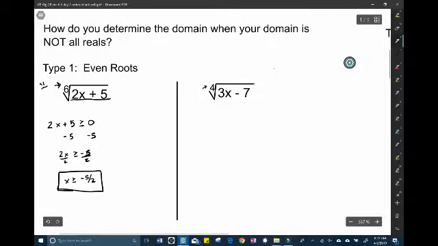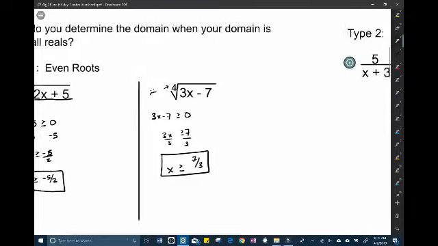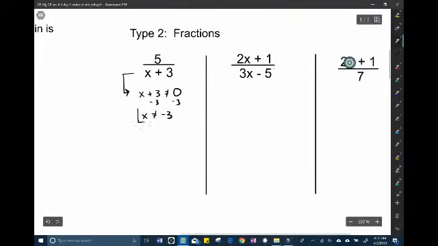Here, again, even index, so we need to worry. But just set the 3x minus 7 greater than or equal to 0. That's what we want. You would add 7 over, divide by 3, and x has to be greater than or equal to 7 thirds. That would be your restriction there. For fractions, okay, even easier yet. Remember that it's simply the denominator cannot be 0. So all we do is find out where it is 0, and we say that x cannot equal negative 3. If you subtract 3 over, that's your case there. So there's your domain restriction.